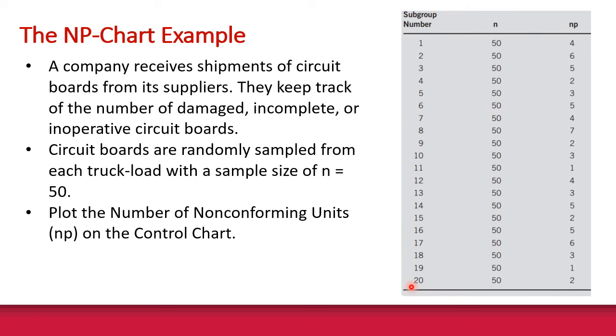So here we have the subgroup number. Maybe we did these once an hour all the way up to 20 hours. Here's 50. We randomly selected a sample size of 50, and then we count the number of non-conforming units. So in the first subgroup, we had 4. The second subgroup, we had 6, etc.